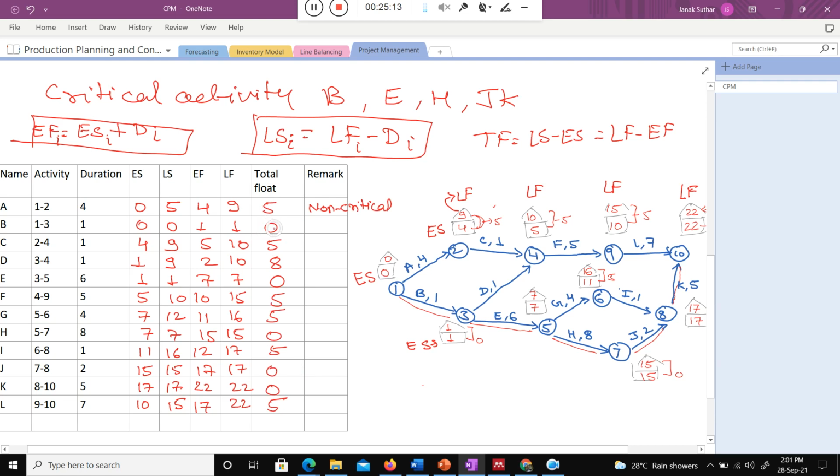Here 0 indicates that there is no delay allowed. Not even a 1 week delay is allowed in this particular activity. Are you getting my point? So that's why I can say this activity is critical. Class, are you getting my point? The other ones are all non-critical. This one is again critical because 0 means no delay is allowed. This is non-critical. This is a critical activity.